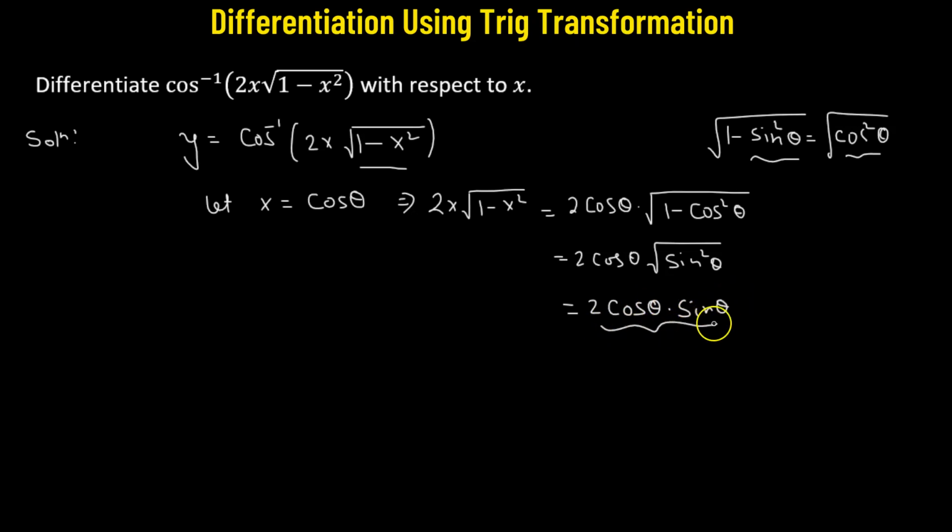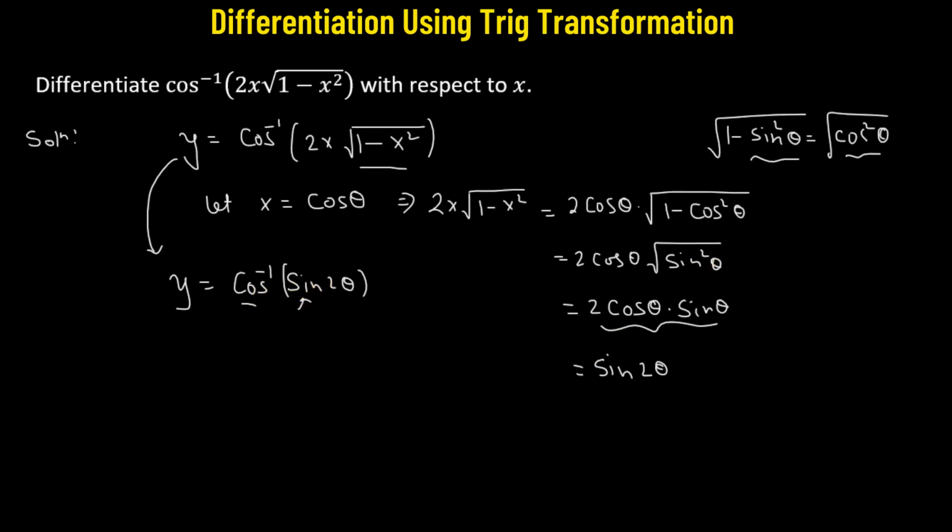And in doing so, we immediately obtain an identity. This identity is actually sine of 2 theta. Whenever we have sine of 2 theta, it is equal to 2 times cosine theta times sine theta. So that means our expression y can now be expressed as cosine inverse of sine of 2 theta. However, we want to get rid of this inverse cosine function. For that, this should also be a cosine function, but we have a sine function, which is not a big issue.